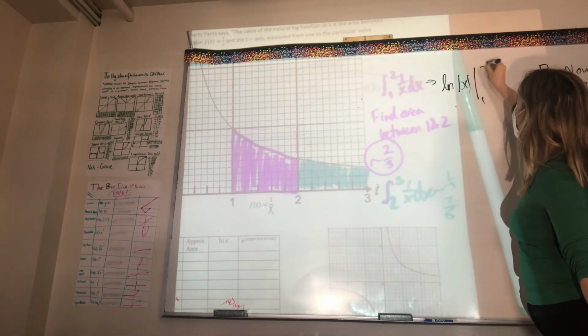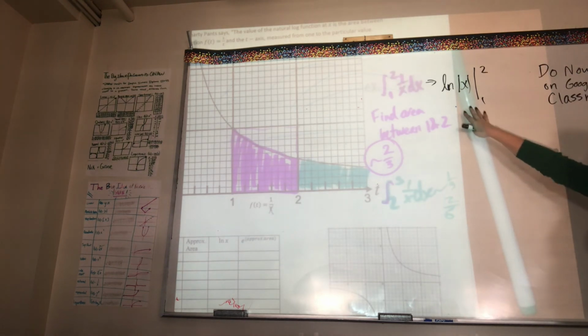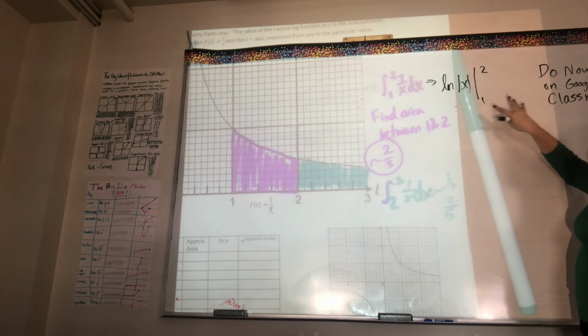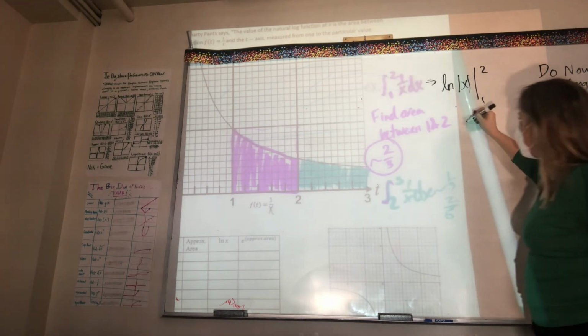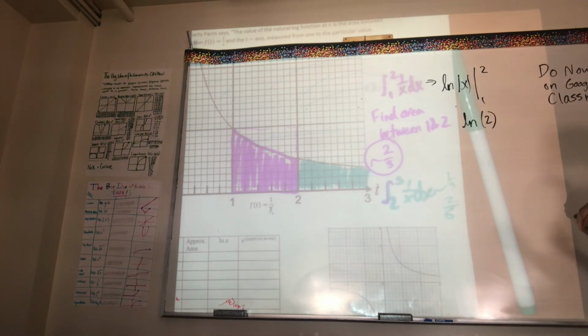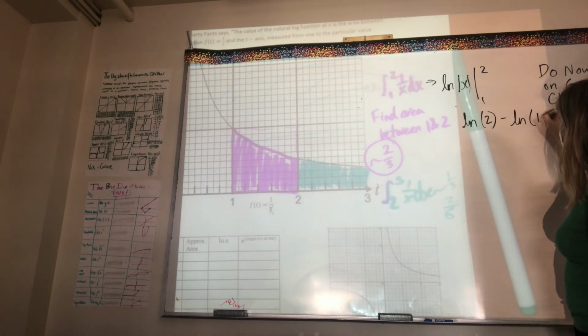Then I'm going to keep track of my 1 and 2 by going like that. Now the fundamental theorem of calculus says you integrate, and then you plug in the top limit of integration minus plug in the bottom limit of integration. So ln of 2. I'm going to take away the absolute values because the absolute value of 2 is 2. You with me? I just like parentheses better. Minus ln of 1.